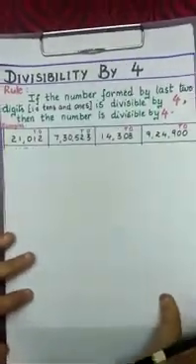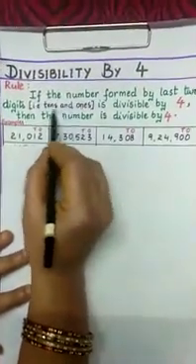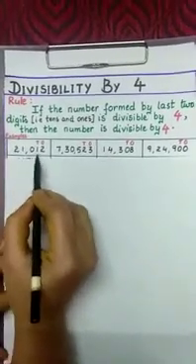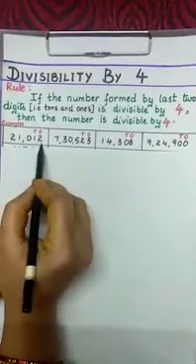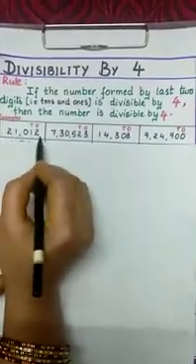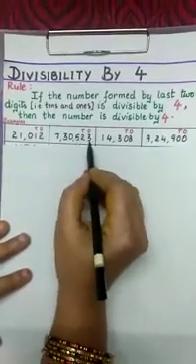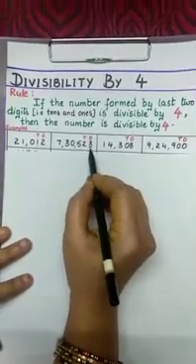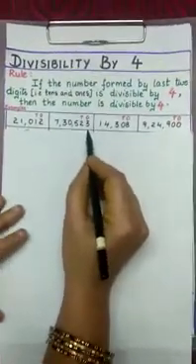So here are some examples. Whenever any number is given, you have to observe the digits in last two places. That is, see the first number, 21,012. So what is the number formed by the last two digits here? 12. Is 12 divisible by 4? Yes. Hence this number is divisible by 4. Next number, 7,30,523. Again you see the number formed by last two digits, 23. Is 23 divisible by 4? No. So this number is not divisible by 4.